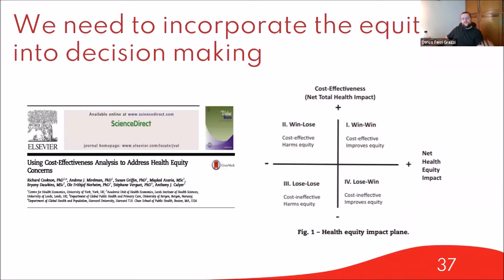There has been someone, however, that has thought about this, looking at the equity issue in decision making, and it's Richard Cookson, who has published a paper with a number of other very cool people, and has basically made a copy of the cost effectiveness plane, just introducing health equity impact as well. So we have our four quadrants again, but we consider cost effectiveness as well as equity impact, right? So top right, more cost effectiveness and more health equity, and that's a win-win. And bottom left, cost ineffective, so it's not a treatment that we would pick anyway, and it also harms equity.